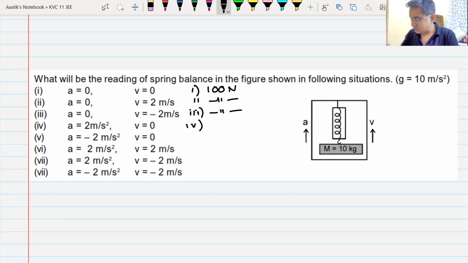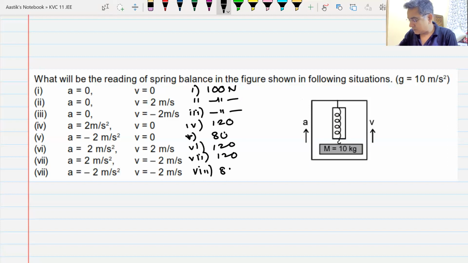Fourth case? 120. Fourth case, it is going up, so we have to apply the pseudo force in the downward direction. 10 plus 2, 120. Fifth case? 80. Sixth case? 120. Seventh case? 120. And eighth case? 80. Everyone understand this? Yes or no? Okay, great. This is how we solve questions on pseudo force. Do we get this? Yes or no?